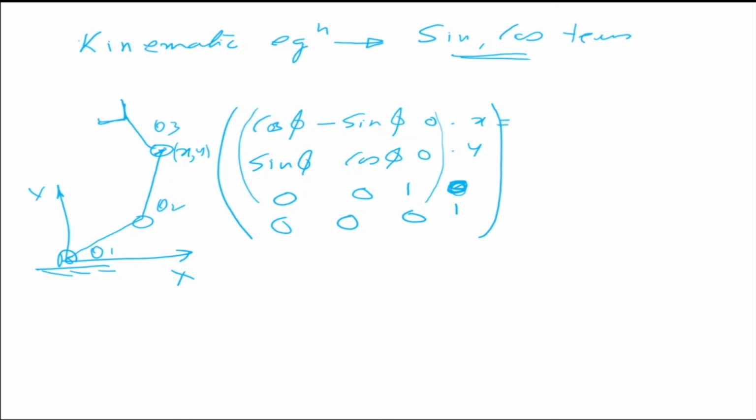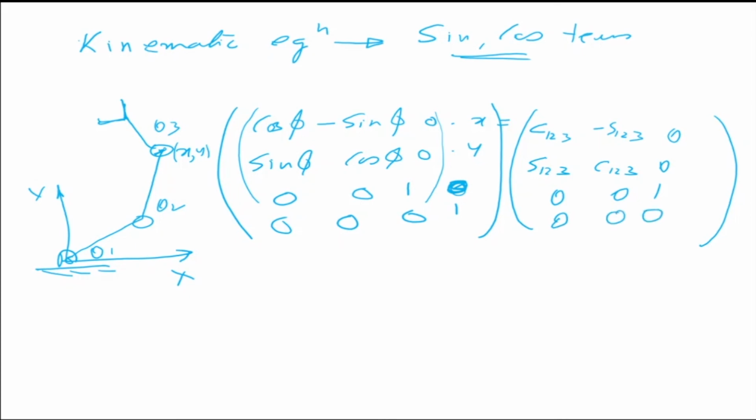This is equal to what we can find, the relation between the third frame and the 0th frame. We just found it some time back. This is given by cos 1,2,3, minus sin 1,2,3, sin 1,2,3, cos 1,2,3. This is 0, 0, 1. This is 0, 0. That is 0, 0, 0. This is L1 cos 1 plus L2 cos 1,2. This is L1 sin 1 plus L2 sin 1,2. This is 0. That is 1.